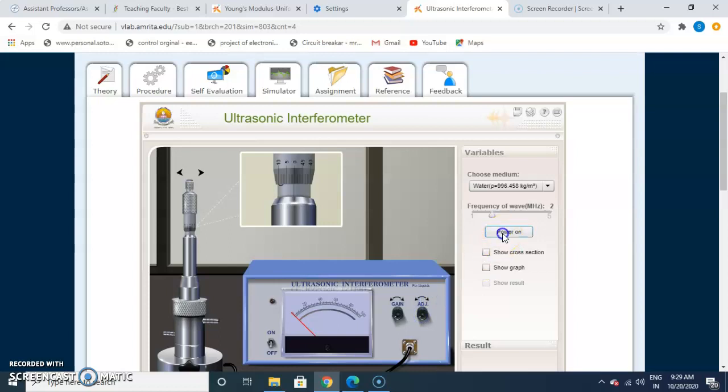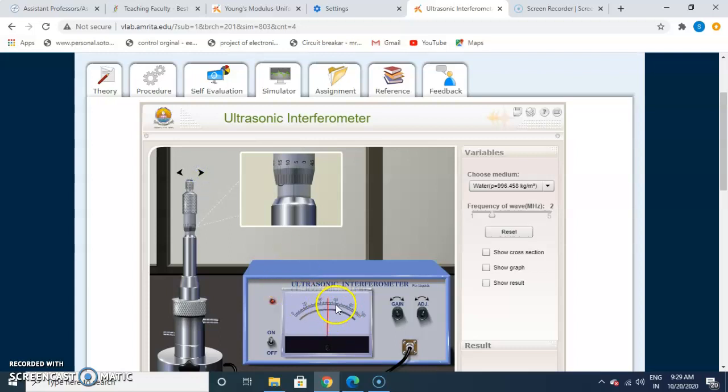After this we have to power on. Next, I'm adjusting this to 60, and I'm adjusting the gain to 50. Now I'm just rotating this micrometer using these arrow marks.